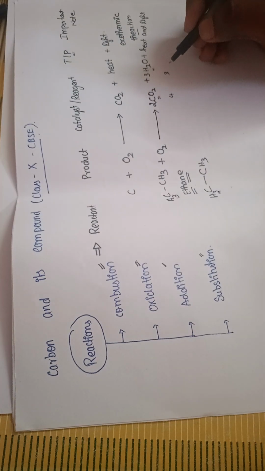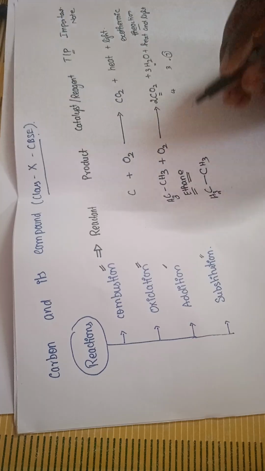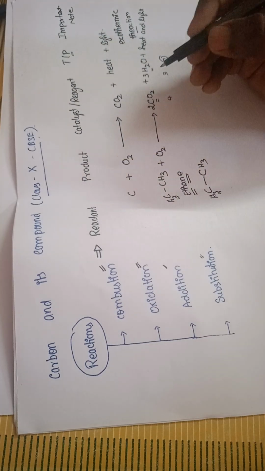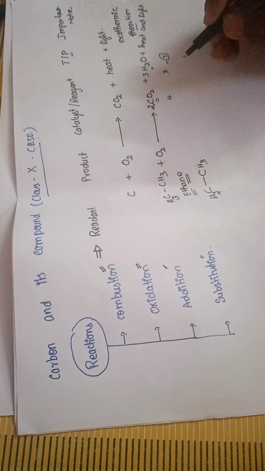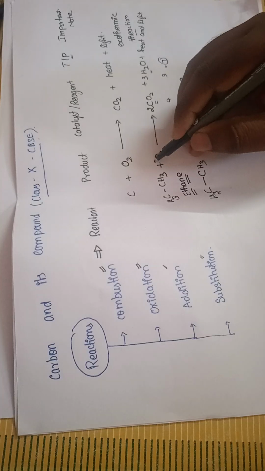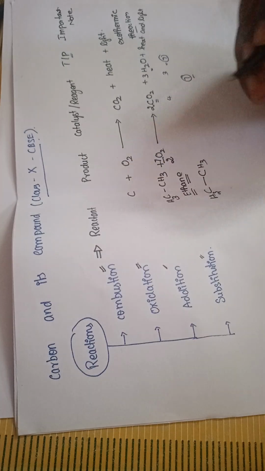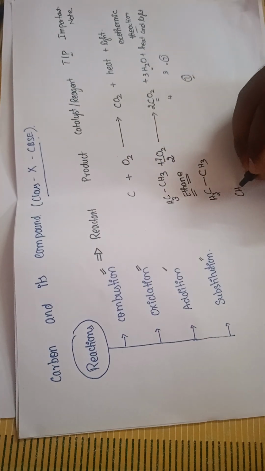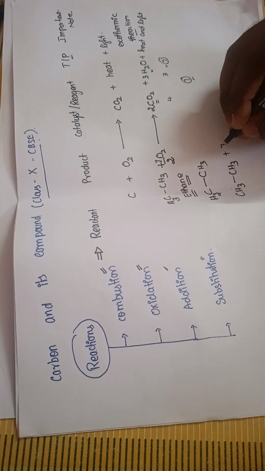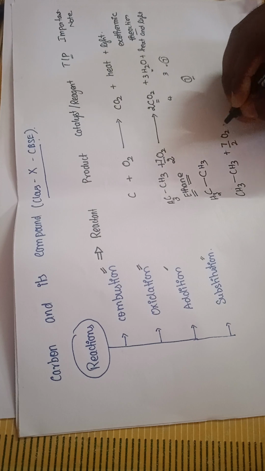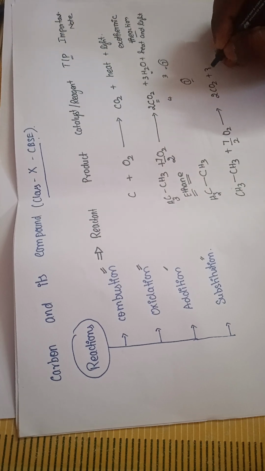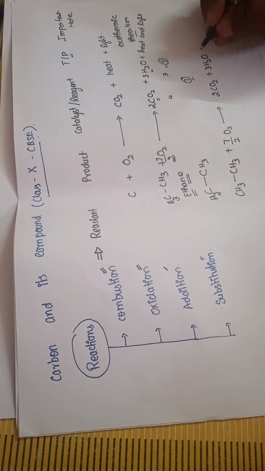So totally 7 oxygens are there, but here we have 2 oxygen. So what can we do? Now we need to convert the 2 to 7. 7 is not a multiple of 2. It's an odd number, 2 is an even number. So we can multiply 7 by 2. So what will you get? CH3-CH3 ethane plus 7 by 2 O2 gives 2 CO2 plus 3 H2O.